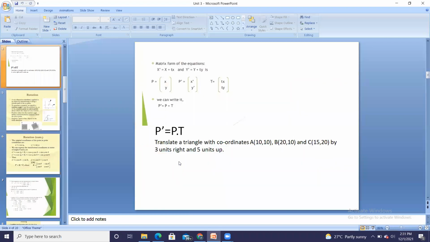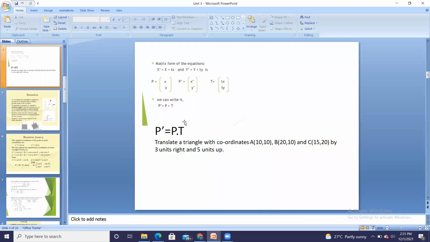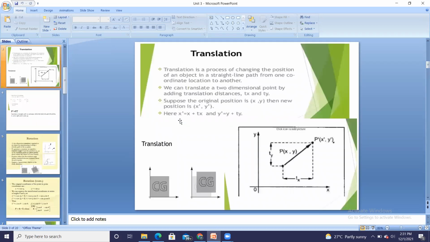Right. So let us start with the lecture. In the previous lecture, we started with chapter number 3, unit number 3, that is transformations. So here we are going to learn 2D and 3D transformations. In 2D transformations, we are going to learn translation, scaling, rotation, reflection, etc. Out of that, in the previous lecture, we have seen the first part, that is 2D translation. So let us revise it in 1 minute.